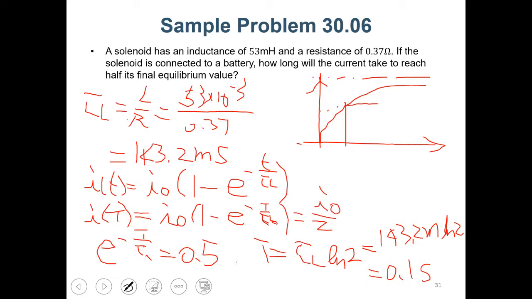So the time is slightly less than the time constant, because 1 minus e to the minus 1 is something like 0.63.